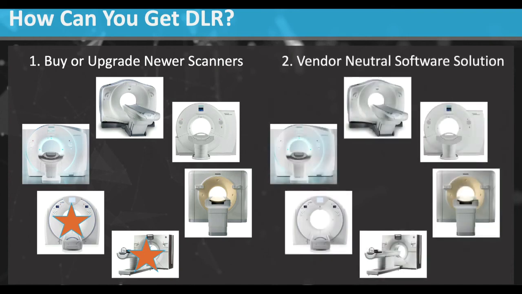The other approach is to choose a vendor-neutral solution. This would allow you to have DLR on any or all of the scanners that you choose to activate the service on. This is also a cost-effective approach.